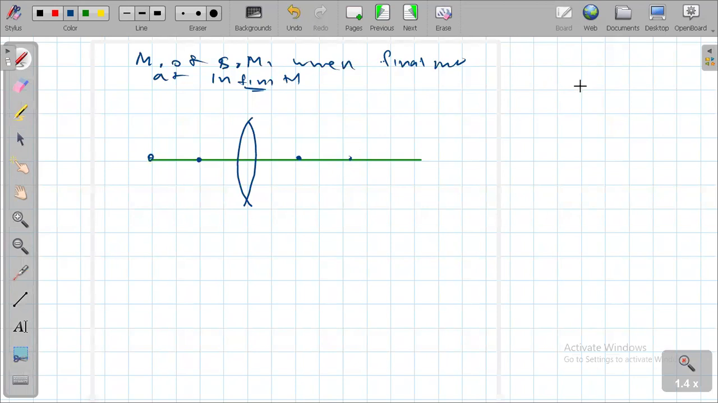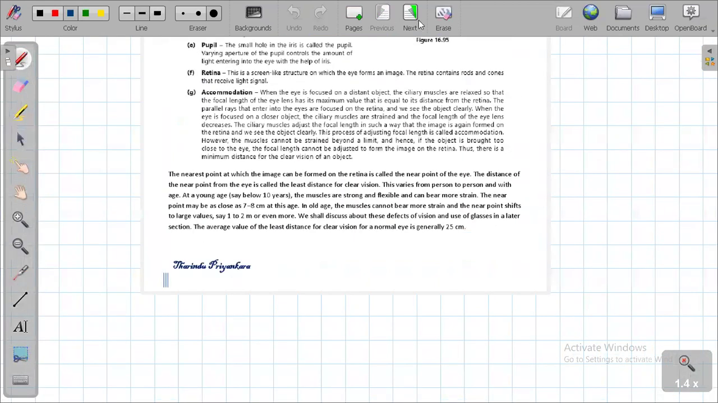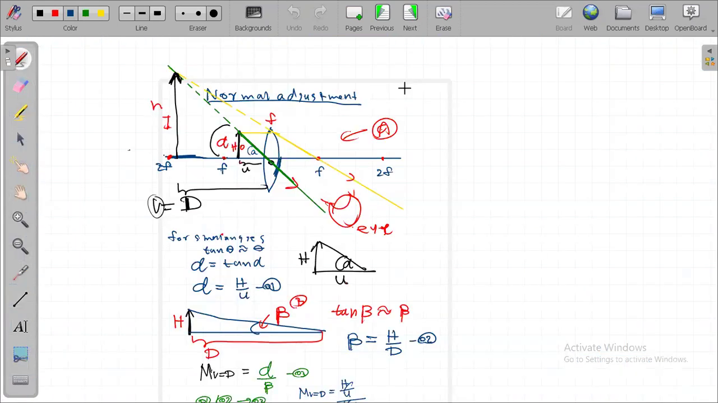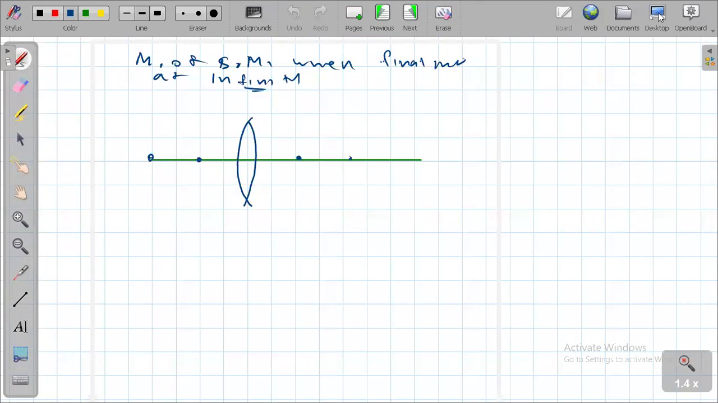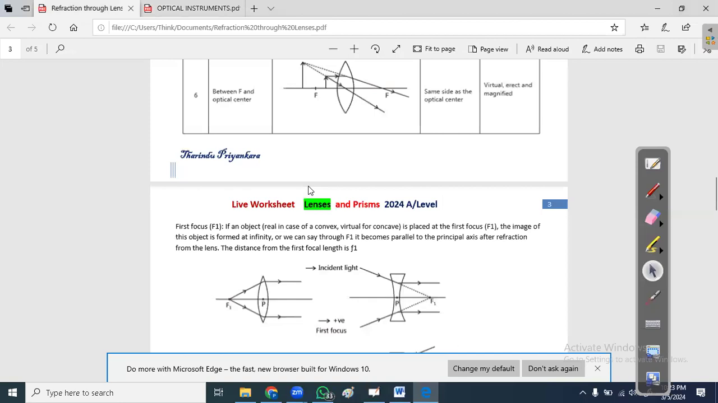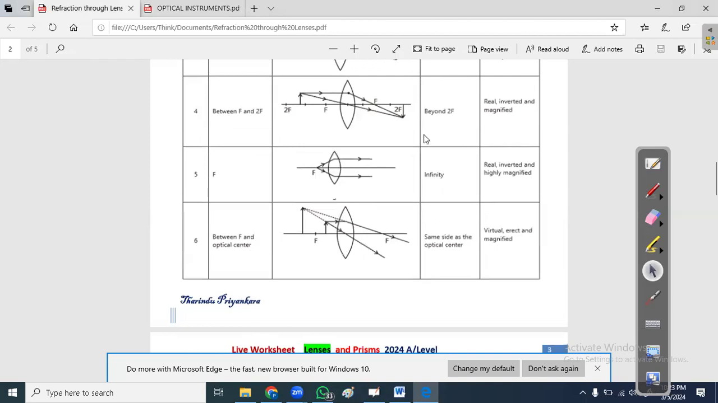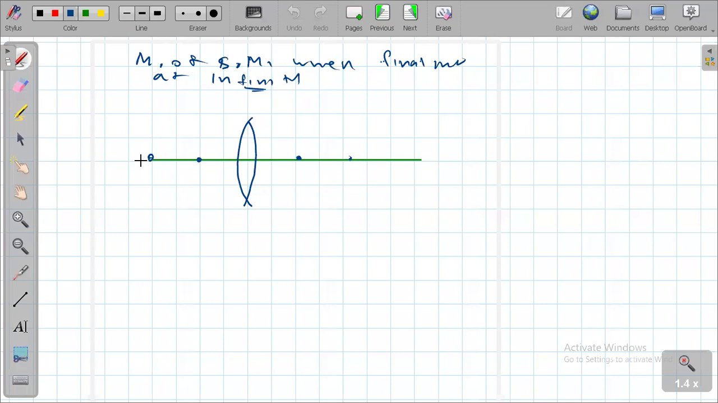So we are to keep it to generate the image at infinity. We have to keep the object exactly on F, maybe on F. Either on F or on A.